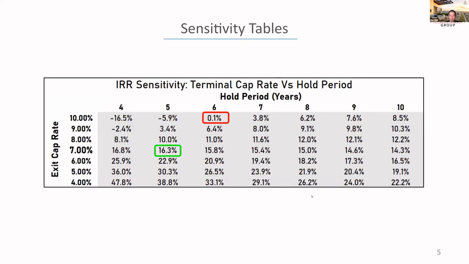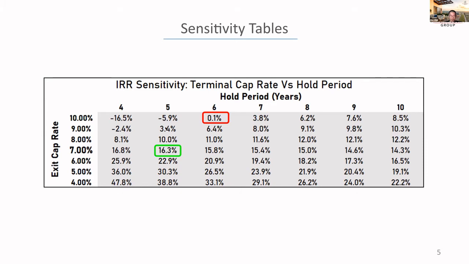Another comparison would be the hold period versus the exit cap rate. Again, in this scenario, we're assuming a 5-year hold with an exit cap rate of 7%. So that produces that 16.3 IRR. And then the break-even on this would be at around a 6-year hold with a 10% exit cap rate.